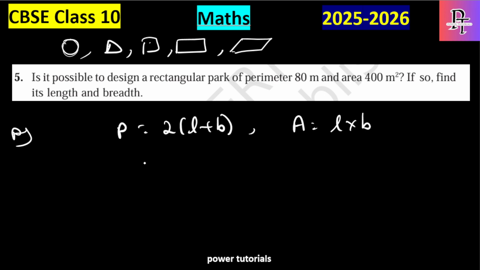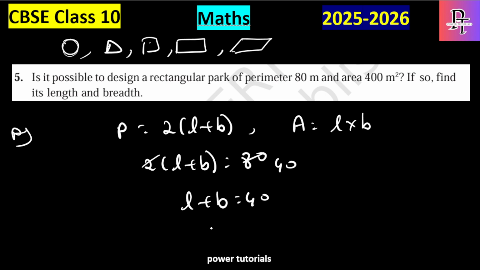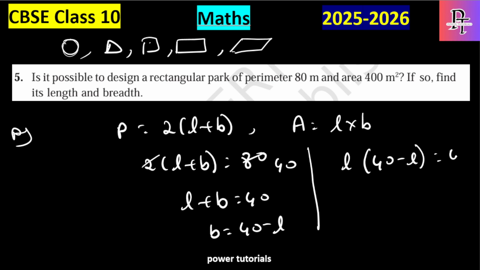Perimeter is 80. So 2 into (L plus B) is equal to 80. If you divide by 2, I get 40. So length plus breadth, I got it as 40. I will write breadth in terms of length as 40 minus length. Okay, the area they have provided is 400, so I will write L into breadth, which in terms of length is L into (40 minus L) is equal to 400. So if you multiply, it becomes 40L minus L square is equal to 400.